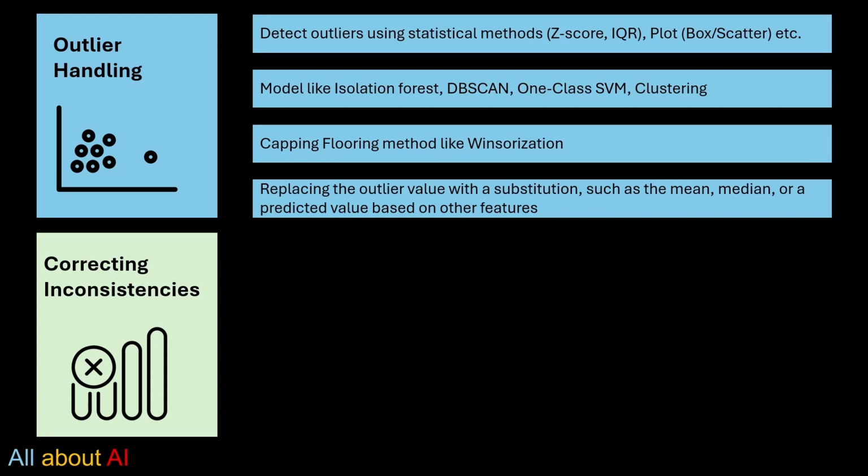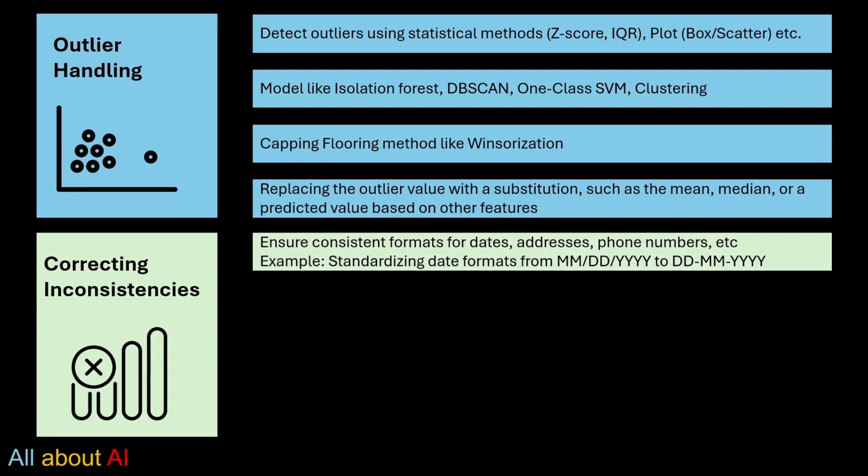Next thing is correcting inconsistencies. There could be inconsistency in various ways, like dates, addresses, phone numbers. They can have different formats across different datasets, or even if we are merging different datasets from different sources, they can have differences in terms of formats. Just a simple one: date could have MMDDYY format in one dataset, or in one field, and in another field, it could be DDMMYY. So we need to make all this data consistent.